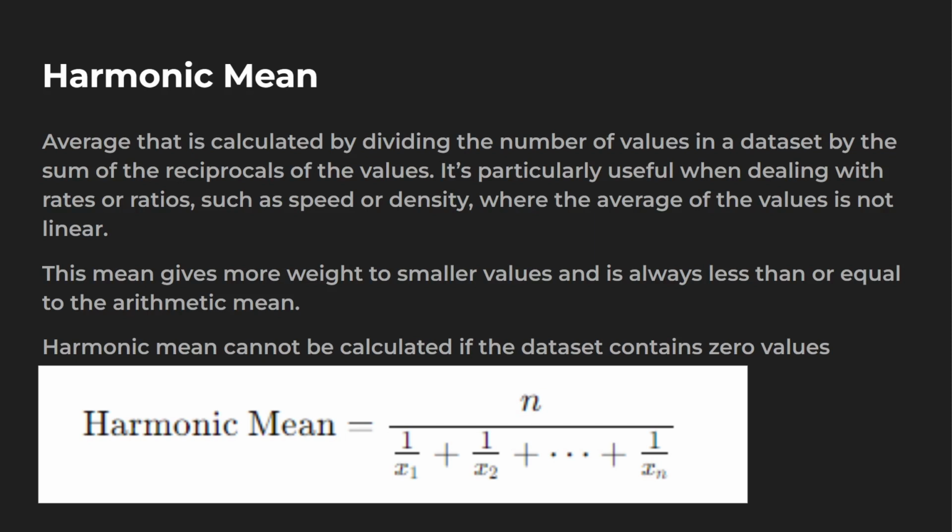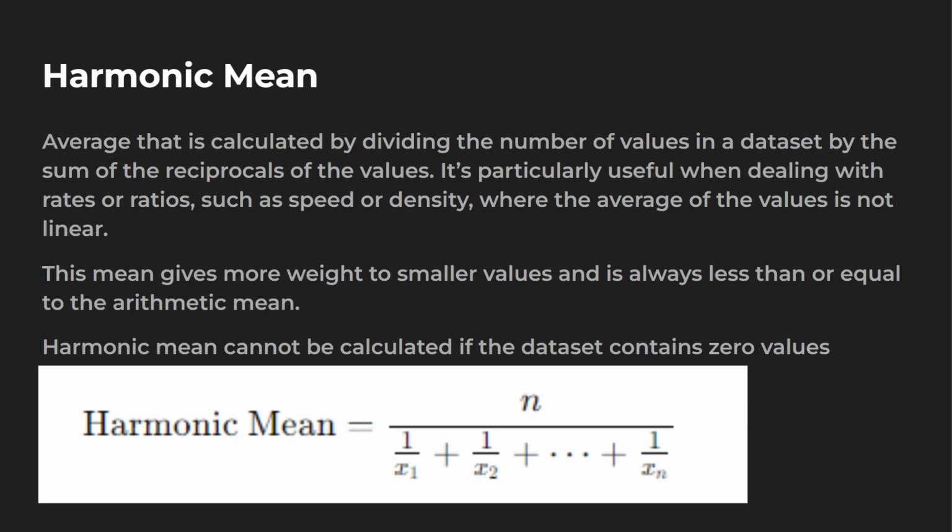All right, let's go over some quick info on the harmonic mean before we code this out. So first, it's really an average calculated by dividing the number of values in a data set by the sum of the reciprocals of the values. Particularly useful when dealing with rates, ratios such as speed or density, or where the average value is not linear. This gives more weight to smaller values and is always less than or equal to the arithmetic mean.